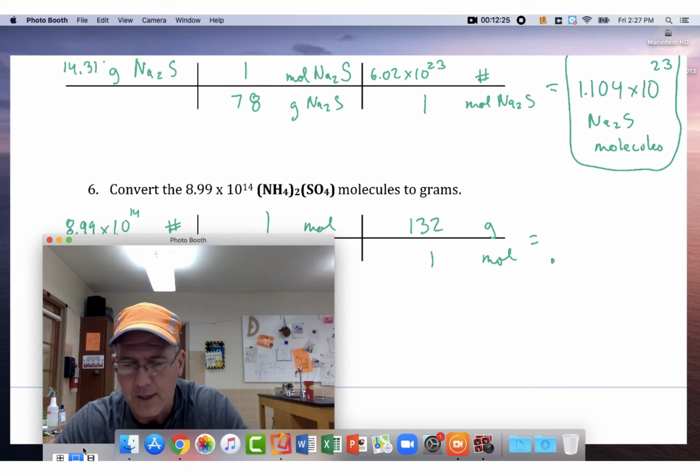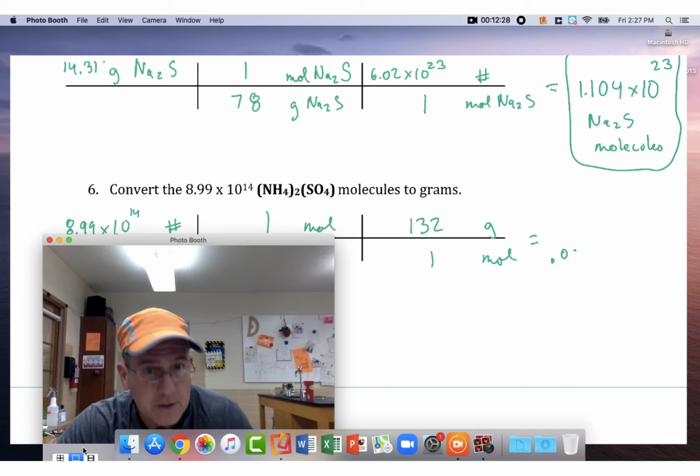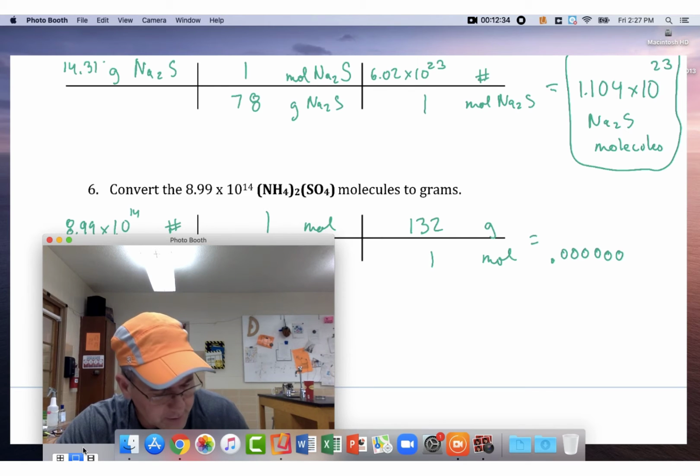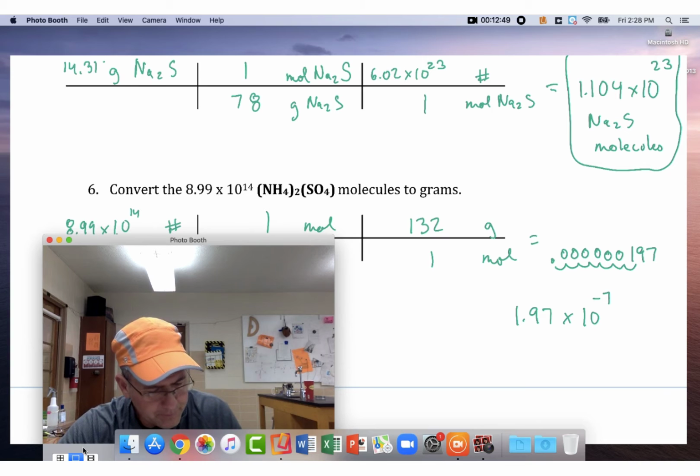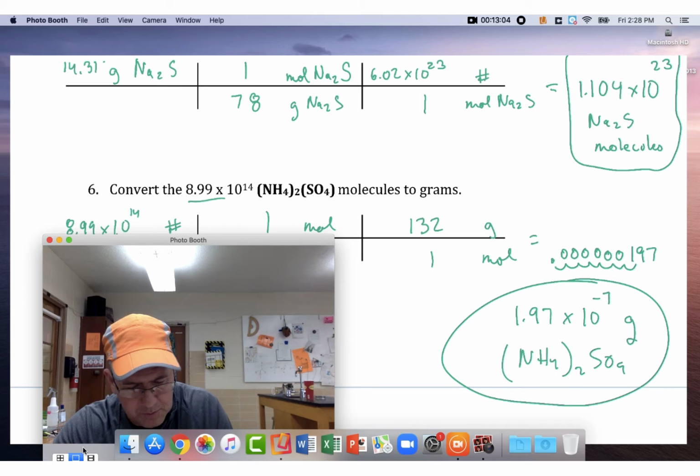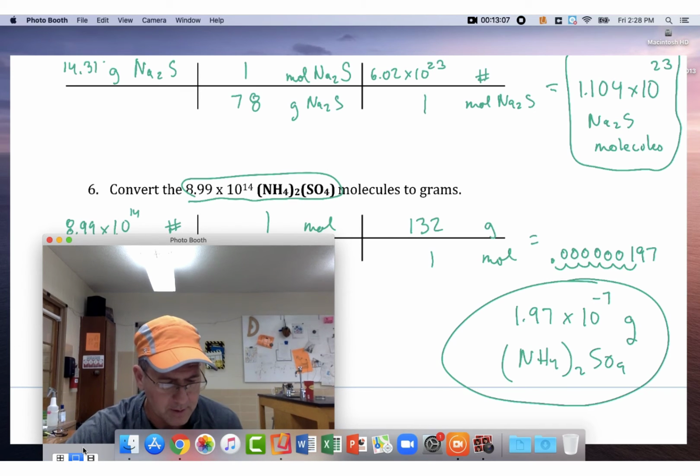And I get point. And it looks like I have 6 zeros here. 1, 2, 3, 4, 5, 6 zeros. And then 197. What is that? It is 1, 2, 3, 4, 5, 6, 7 places behind. So it's 1.97 times 10 to the negative 7th grams. That's right, grams of NH4 2SO4. You're like, well, that's such a small amount. And the reason it's such a small amount is because we're talking about just a small number of particles.